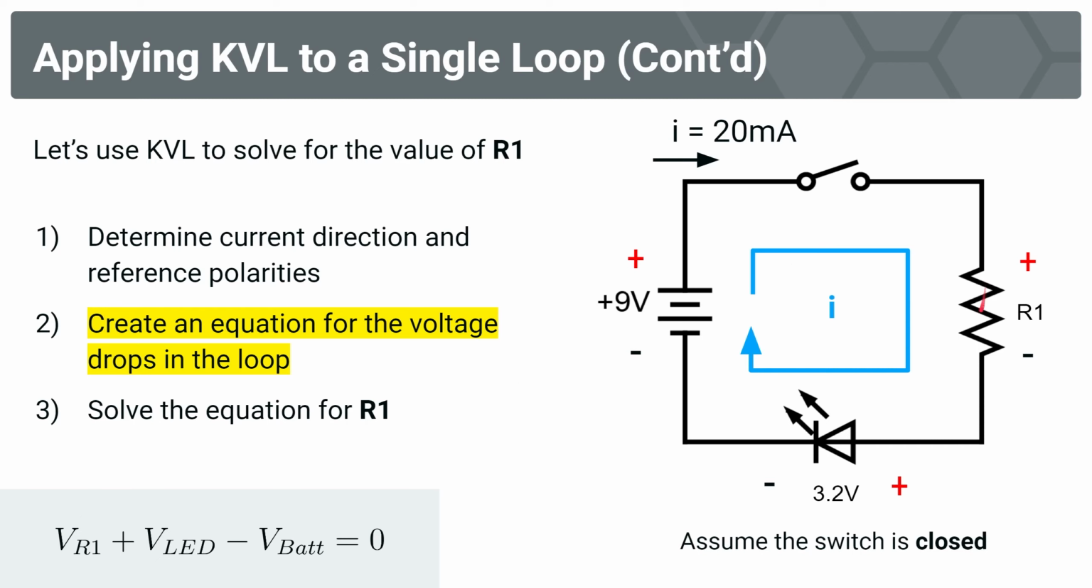Now we're going to continue. Current's flowing to our LED. It flows from the positive to negative terminal of our LED. So we're going to add the voltage drop of the LED. It's a positive value again, positive to negative. And now as our current flows through the battery, we approach the negative terminal first. And so current's flowing from the negative to positive terminal of the battery. The voltage drop across the battery is negative. We're going to subtract V battery. So we've created our equation now. VR1 plus VLED minus V battery is going to be equal to 0.